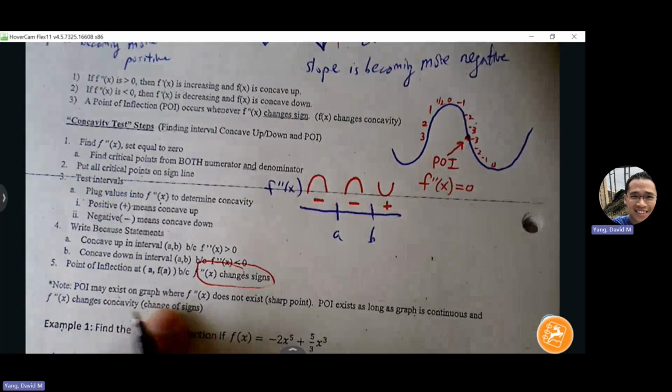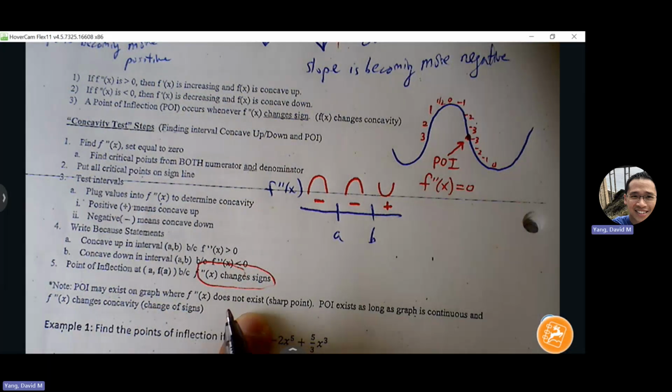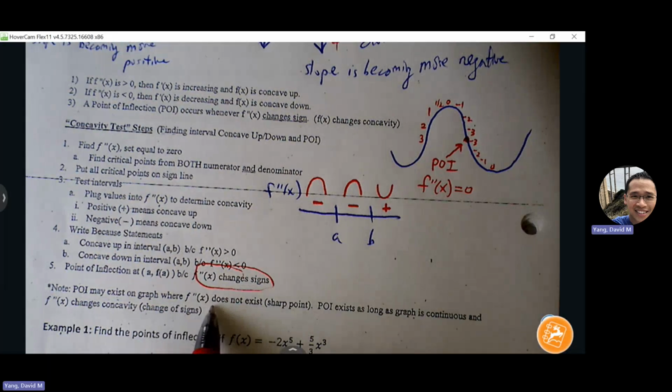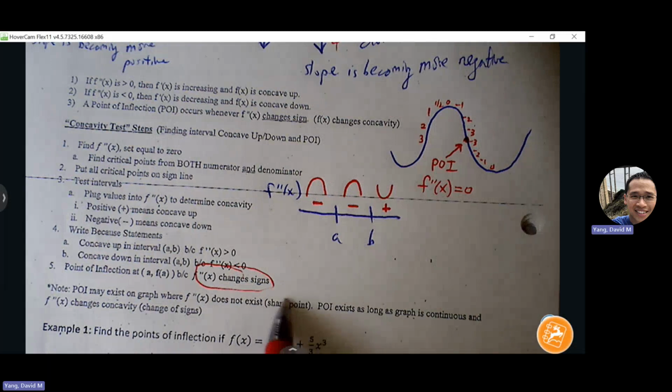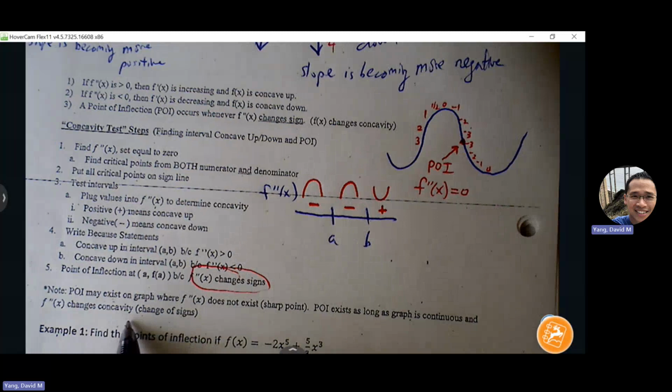A point of inflection may exist where f double prime does not exist at a sharp point, but a point of inflection can still exist if that sharp turn has a change in concavity on both sides.